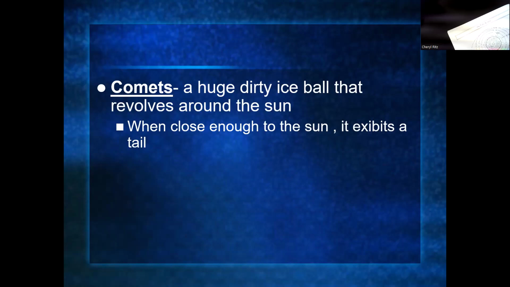And you might ask, well, why doesn't it melt? And it actually might melt. Some comets do not survive their trip around the sun because when they get too close to the sun, sometimes they do melt. There are some famous comets. Probably the most famous is Halley's Comet. And Halley's Comet revolves around the sun.